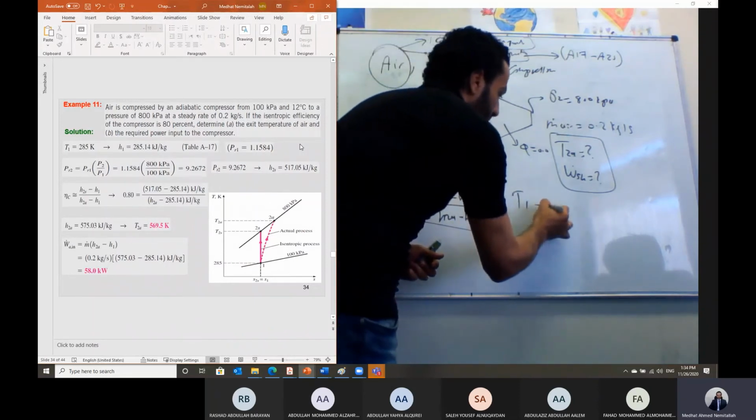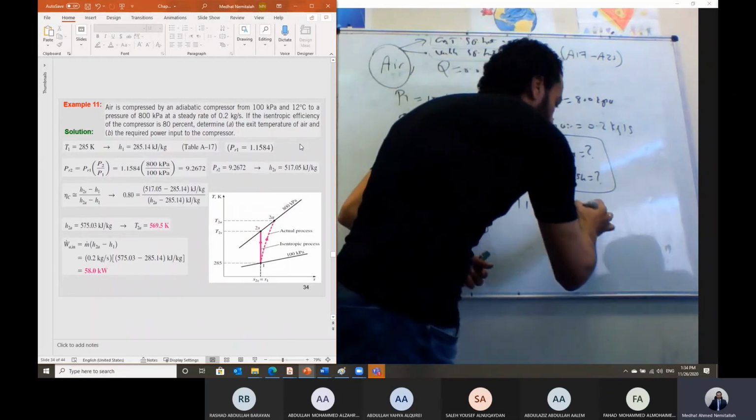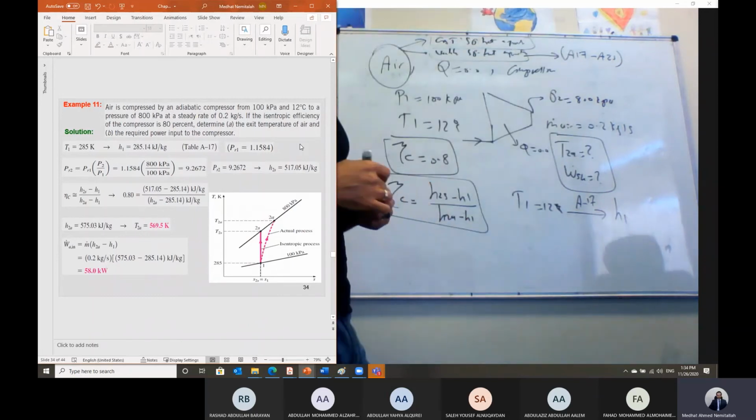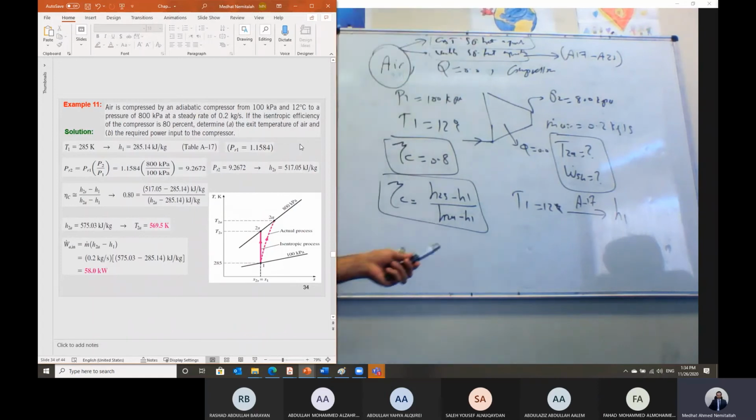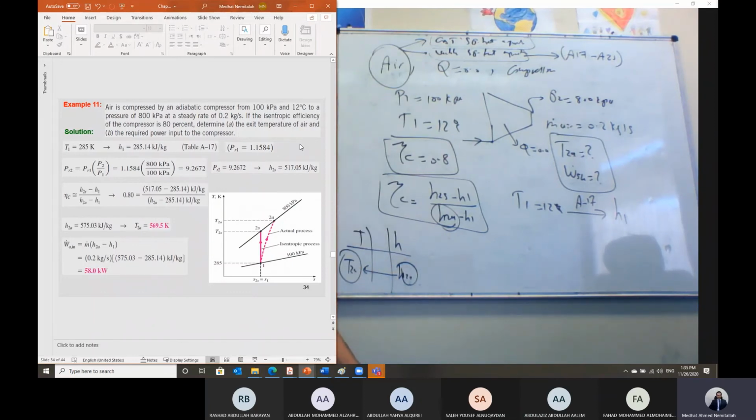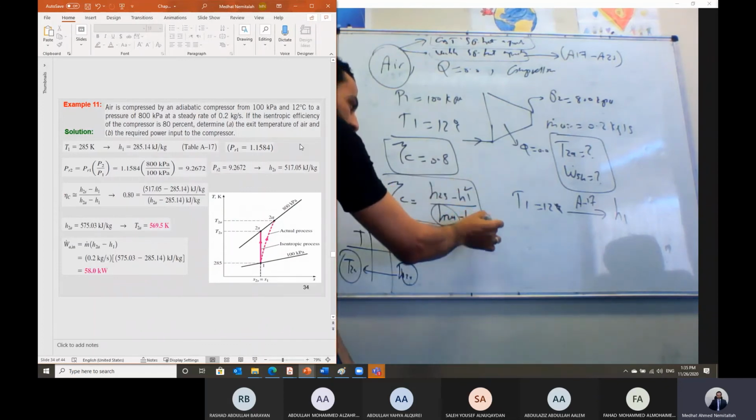At temperature T1 equal to 12 degrees C, you can go to table A17 and get the value of the enthalpy h1. For the process from 1 to 2, we don't have the actual exit temperature, so I first need to calculate h2 actual. If I have h2 actual, I can go to the table and get the temperature T2 actual. But I don't have the temperature, so I have to solve for h2 actual. Now I have h1 at temperature T1.